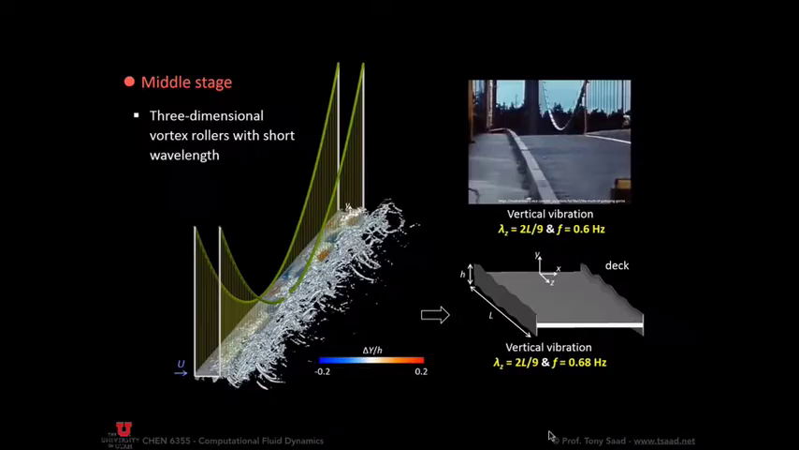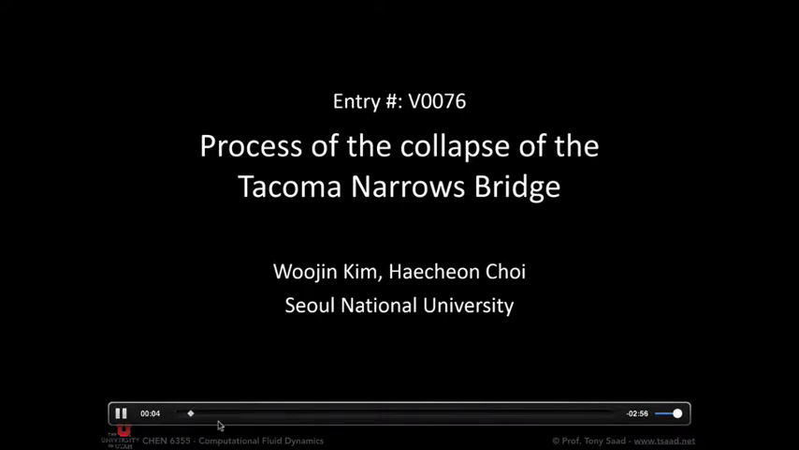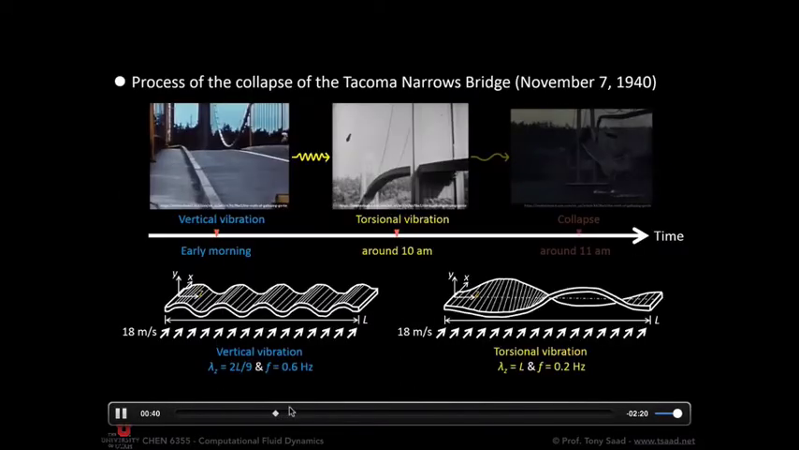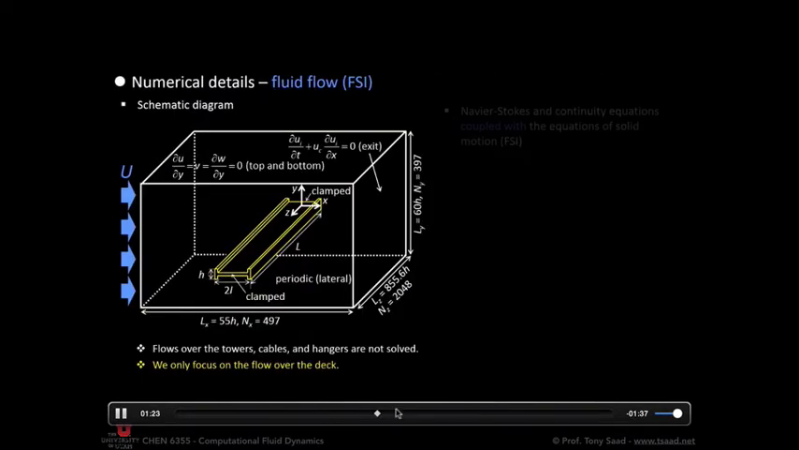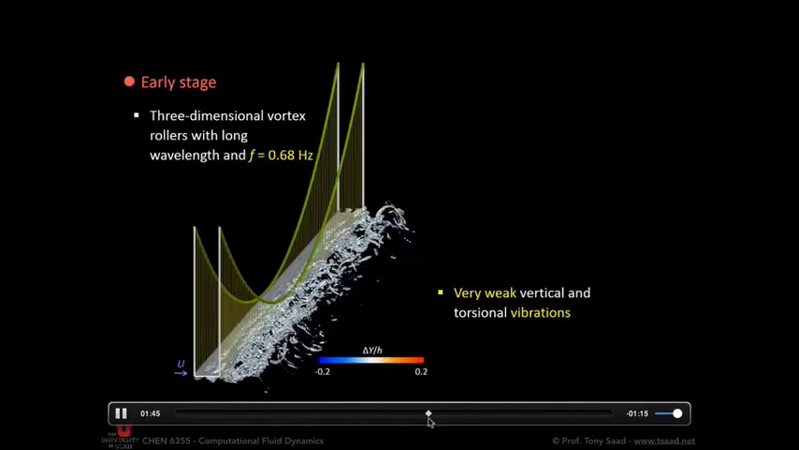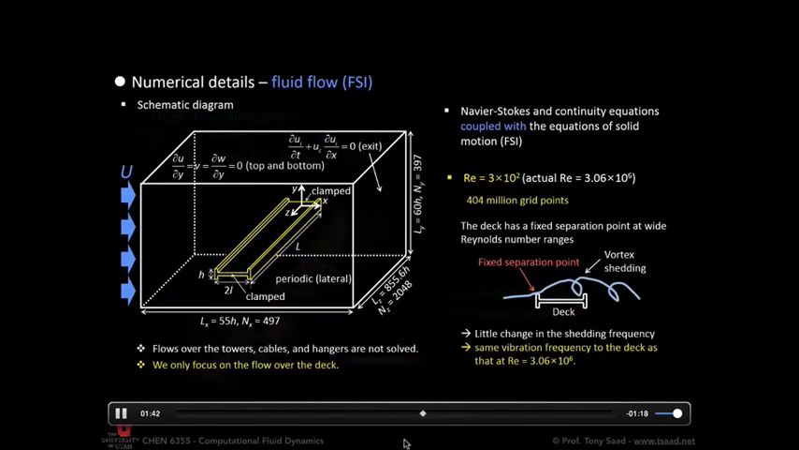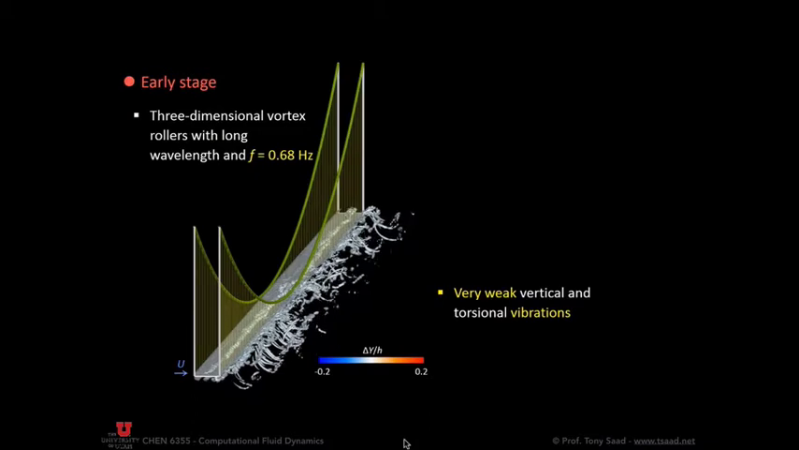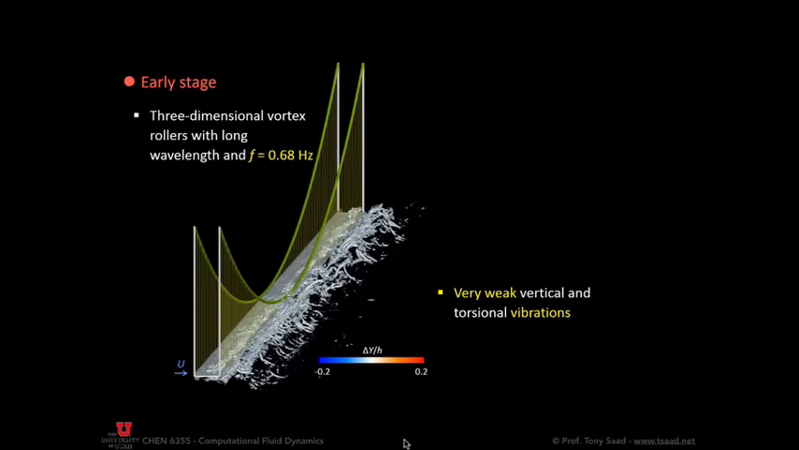There's a guy from Seoul National University who did a numerical simulation of the Tacoma Narrows Bridge recently and published it in the Physics of Fluids. And so, you know, he describes what's going on. So it turns out that there was fluid structure interaction over the bridge, and he ended up simulating the flow. Look at that. So he took the bridge and got the properties, put it in a fluid, in a computational code, and solved the Navier-Stokes equations for the flow over the bridge.